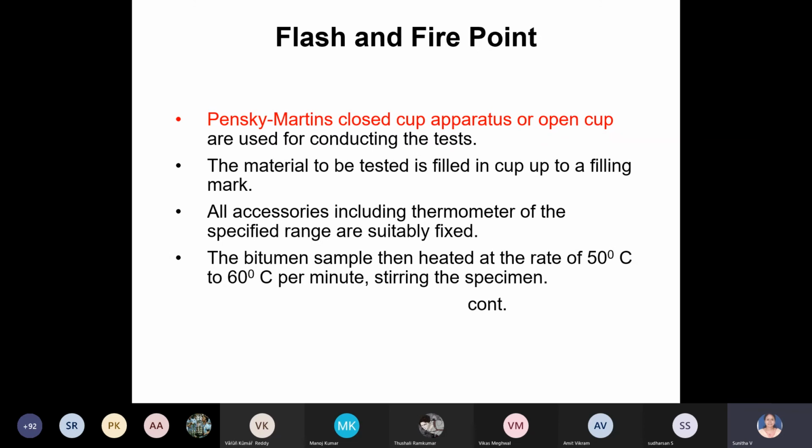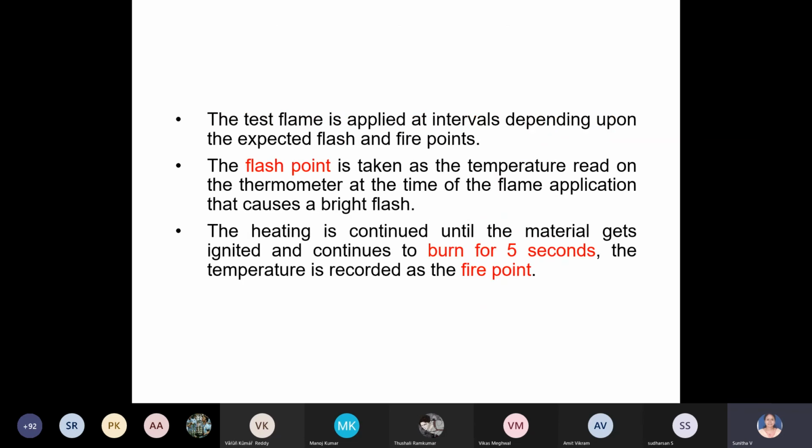It's heated at the rate of 50 to 60 degrees Celsius per minute, and a test flame is given at intervals depending upon the flash and fire point of the bitumen. The flash point is taken as the temperature read on the thermometer at the time of the flame application that causes a bright flash. The temperature that causes the bright flash is noted as the flash point.